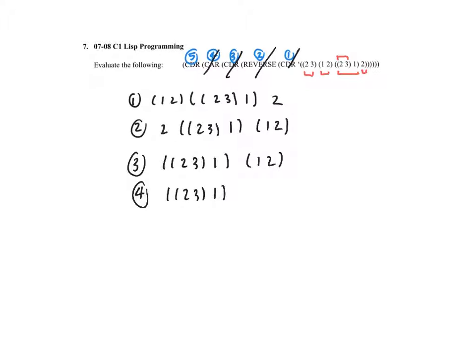The last step is CDR. And now we're going to take everything except for the first term, and the first term in this case is the 2, 3. You can see it's broken up like that because of the parentheses. So what we're left with is just 1.